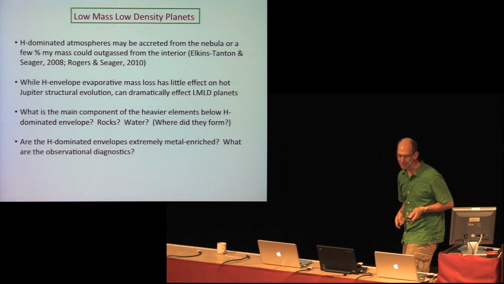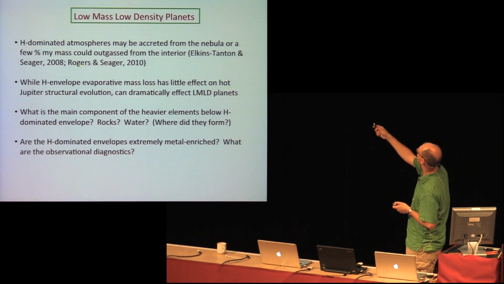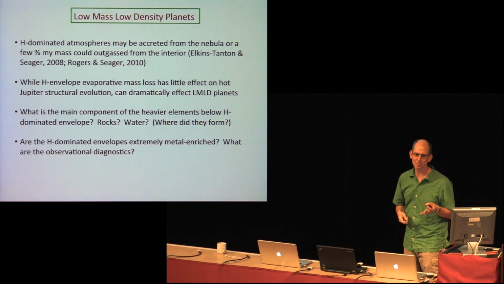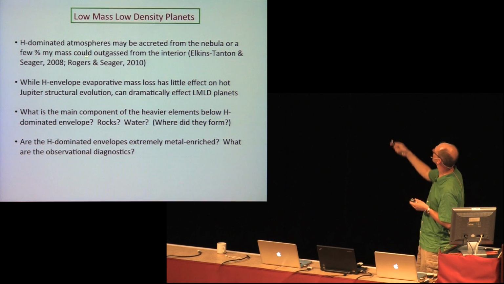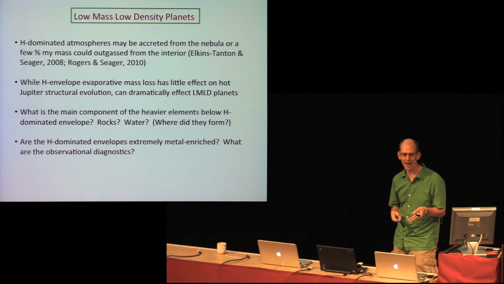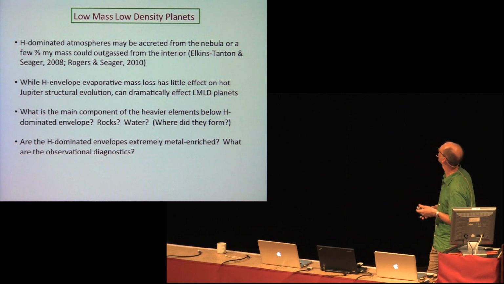Now, these planets are kind of complicated. As you go to lower masses, planets always become more complicated, so keep that in mind. So these H-dominated atmospheres that are a few % of the planet's mass are potentially accreted, but it's been pointed out by a few authors that they also might be outgassed from the interior. You could sometimes outgas hydrogen, so it's something to keep in mind.